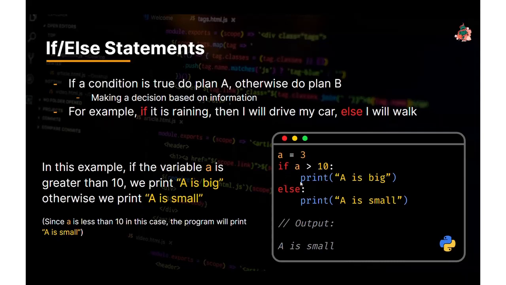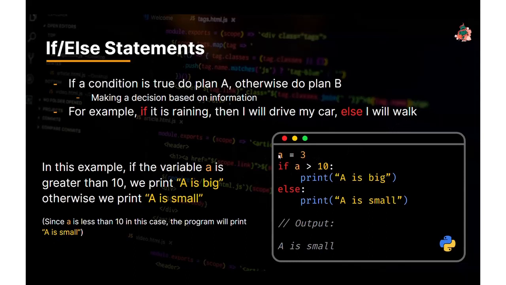Then here you want to put a tab and make sure that everything that's inside the if statement is tabbed. So see this print statement, there's a tab before it. In this case, we check if a is greater than 10, we will print to the console a is big. Else, or otherwise, we would print a is small. Printing a is big and a is small is like an action, just like driving my car and walking.